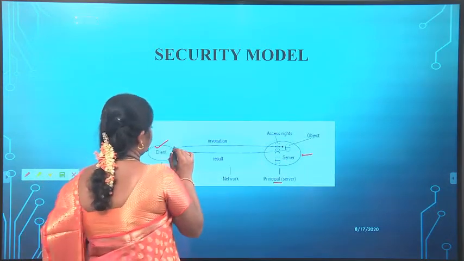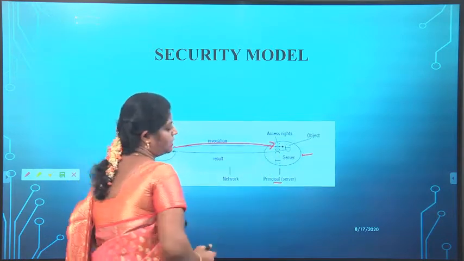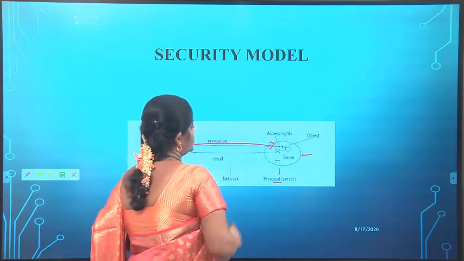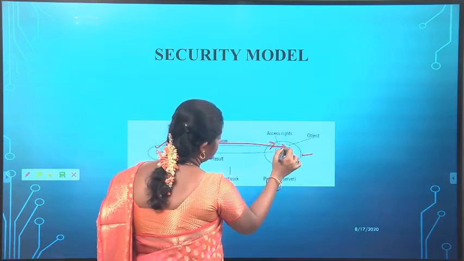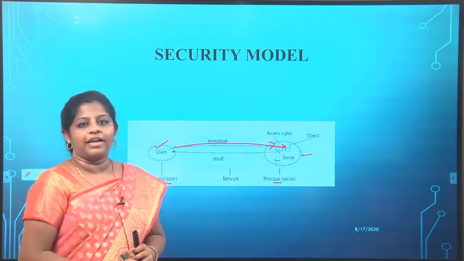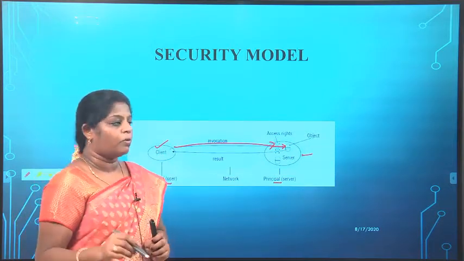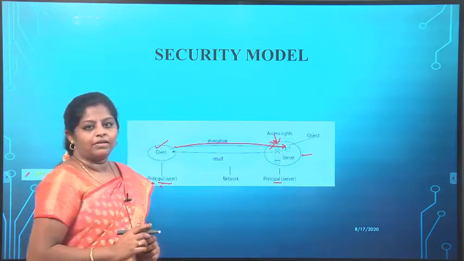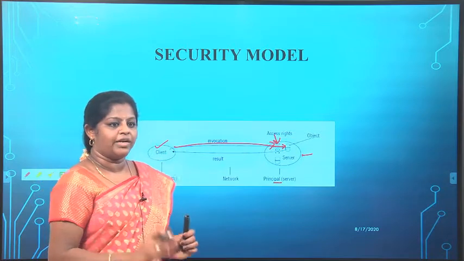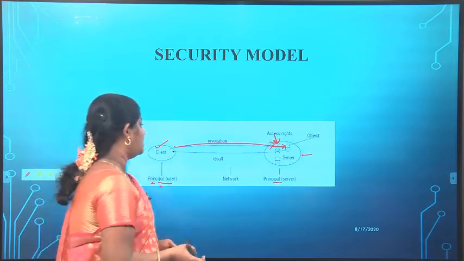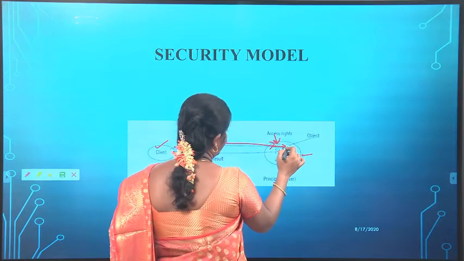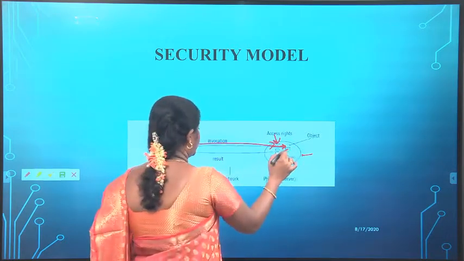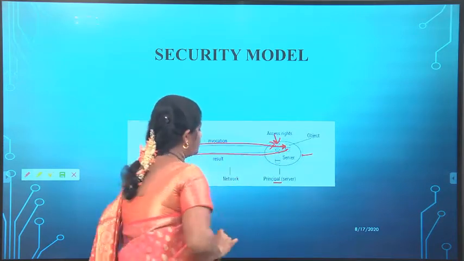The client first invokes the server with some request. Before accessing the objects on the server side, it checks the access rights too, whether the particular client has the access for reading the content or writing or updating anything. So before it accesses the objects, it checks the access rights. Once it is checked, the result is sent back to the user through the network.